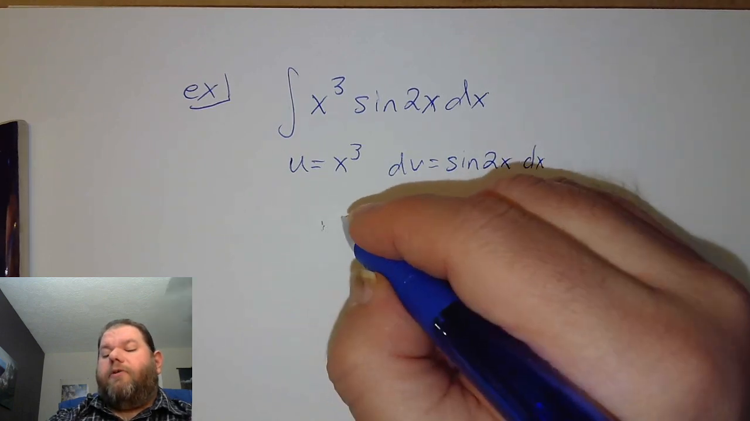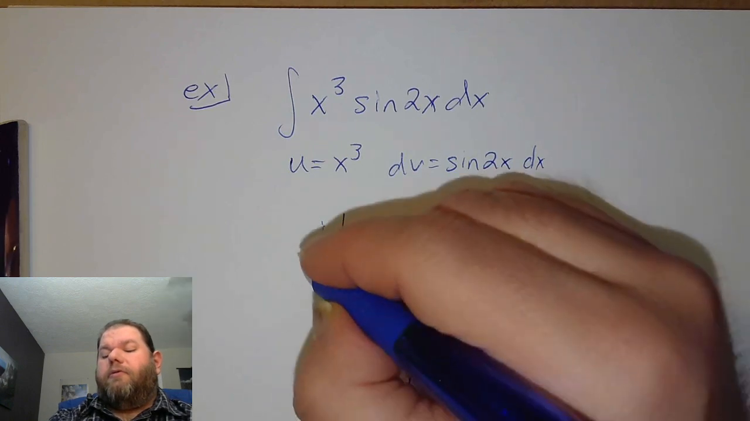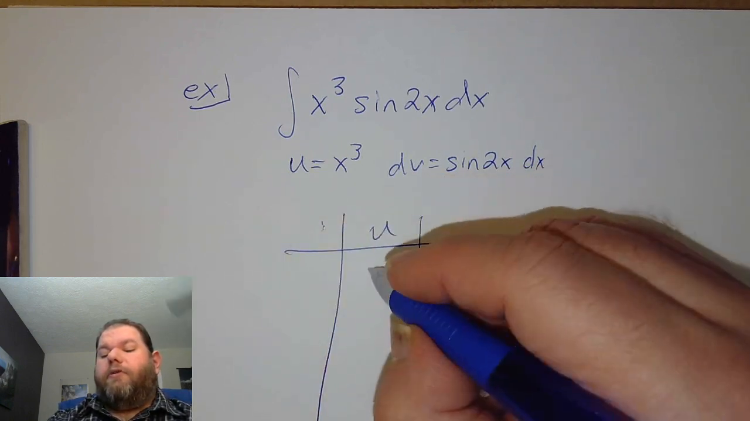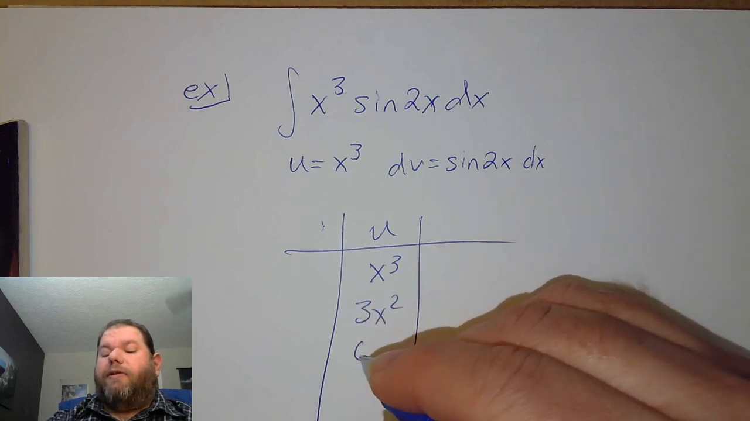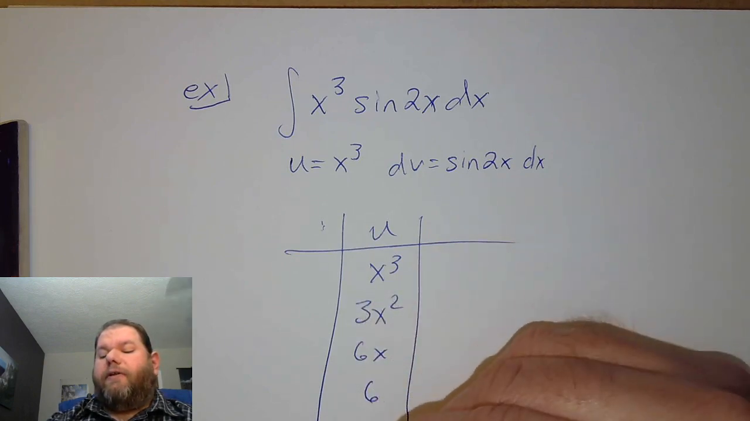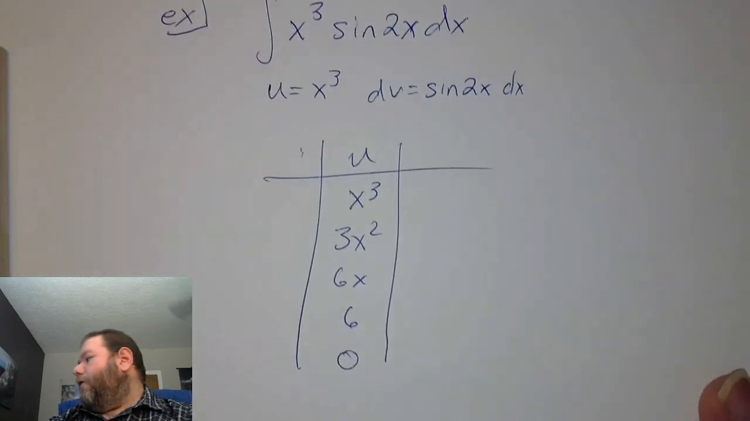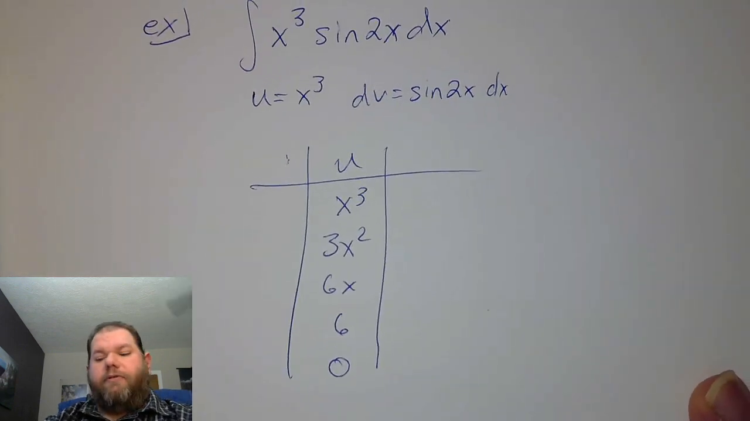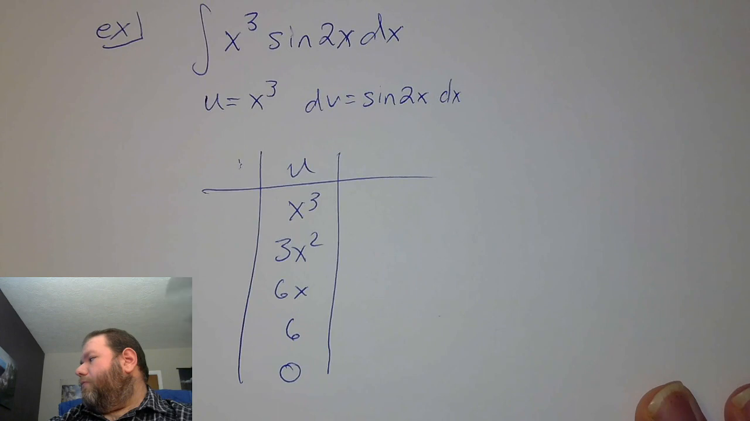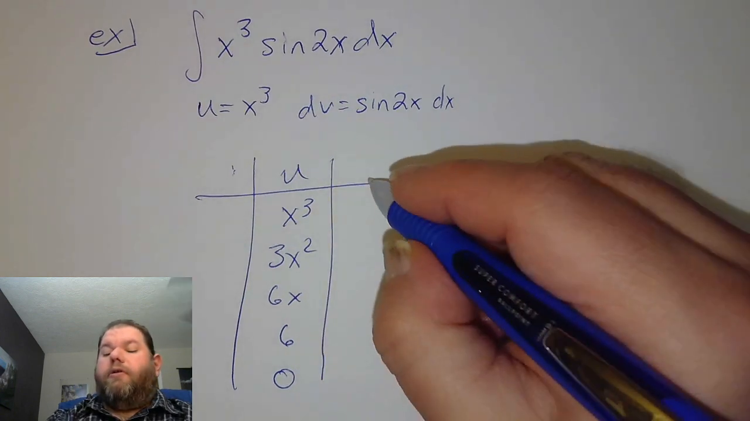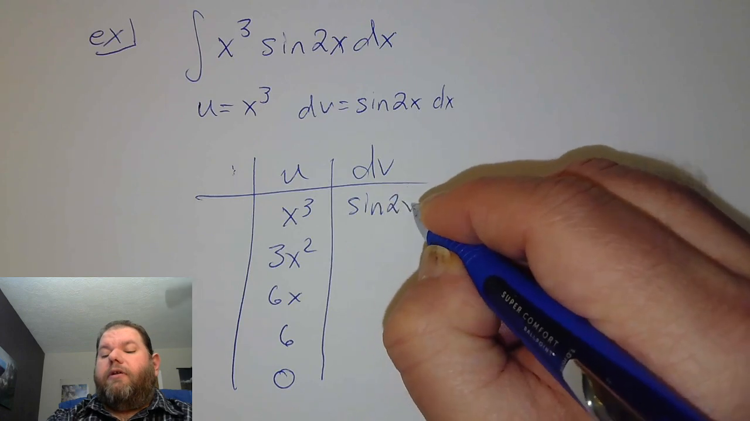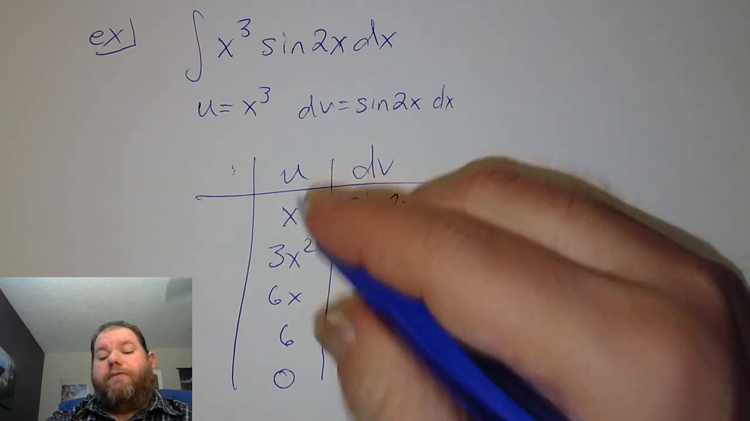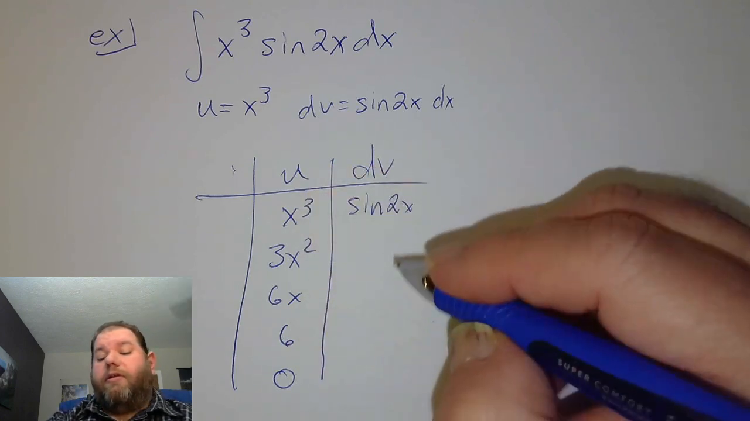And so we set up our table. Our u is in the middle, that's x cubed, 3x squared, 6x, 6, and 0. So we just take our derivatives down from there. dv, we start with sine of 2x, and now we integrate. This one we differentiated, this one we integrated.